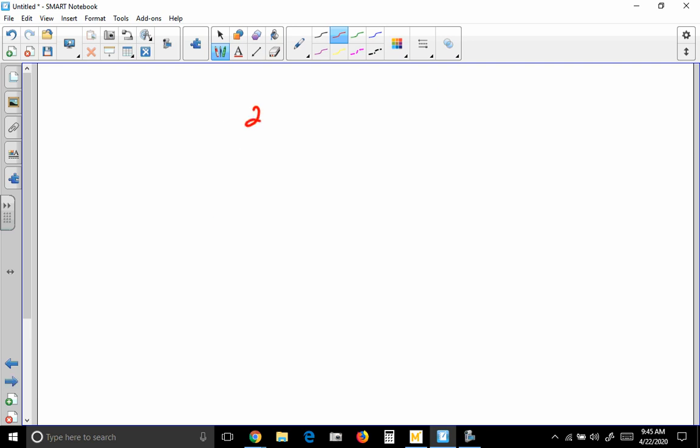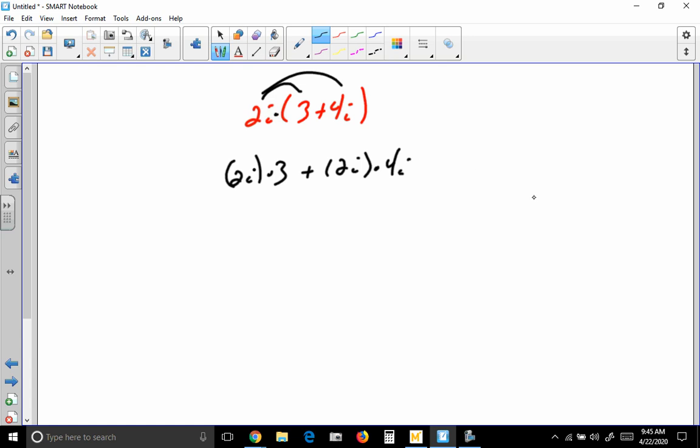We can also multiply complex numbers. We multiply like we would multiply with real numbers. If we have something in front, we distribute. We do 2i times each of those: 2i times 3 and 2i times 4i. So 2 times i times 3, we can multiply 2 times 3 and get 6i. And then for the other one, 2 times i times 4 times i, we can do 2 times 4 is 8, and i times i is i squared.